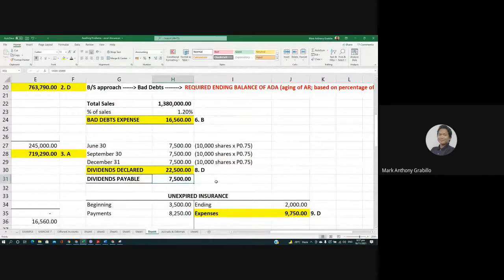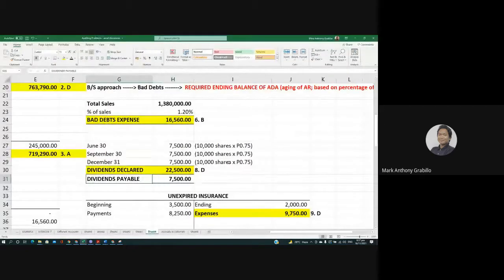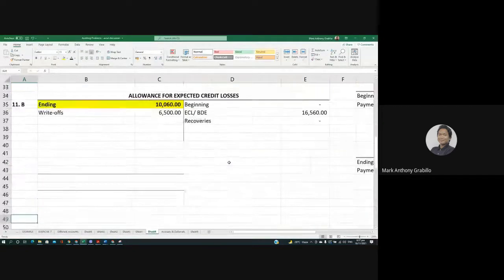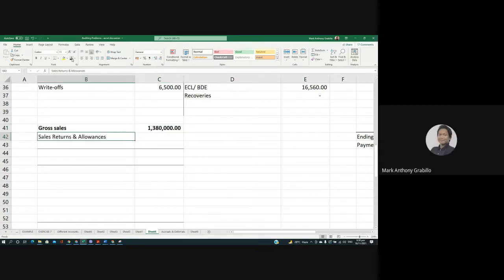All right. Okay. So number 7, net income. So let's try to compute for the net income. So paano mag-compute ng net income? Mag-umpisa muna tayo doon sa gross sales. So magkano ang gross sales natin, class? 1,380,000. 1,380,000 less sales returns and allowances saka sales discounts.